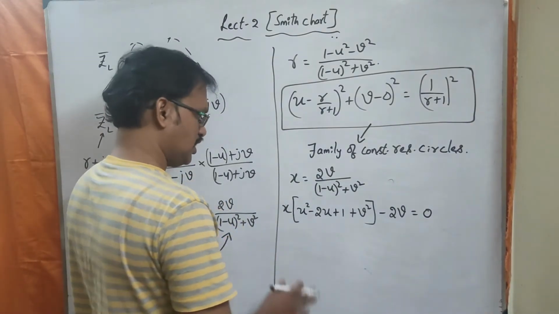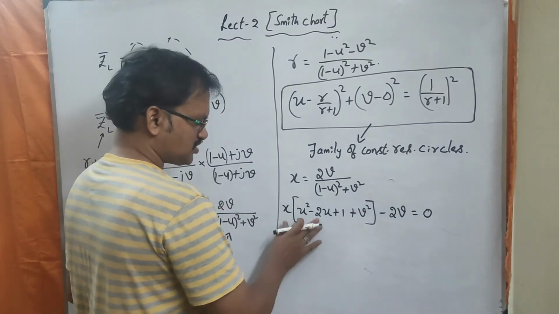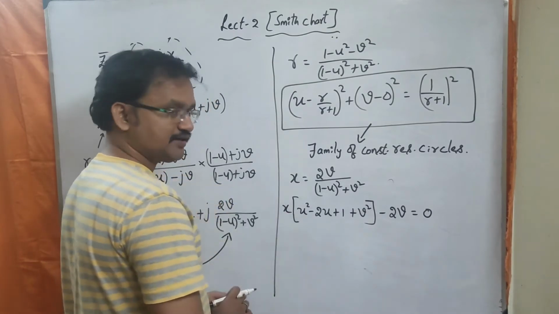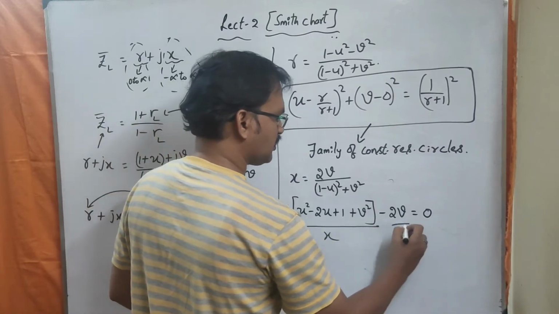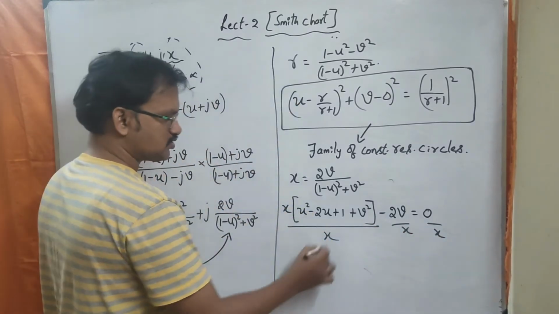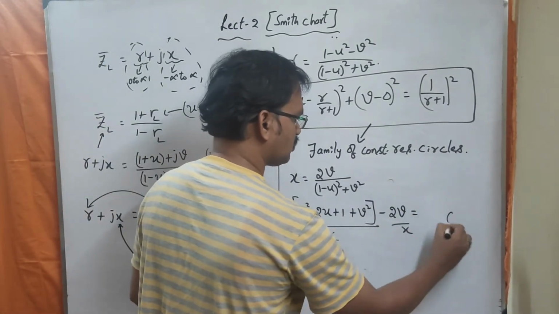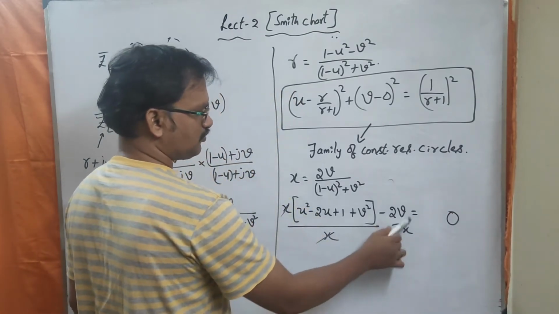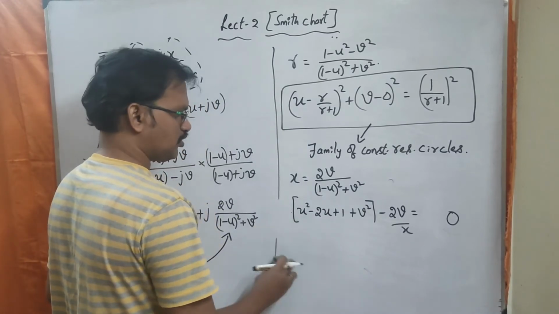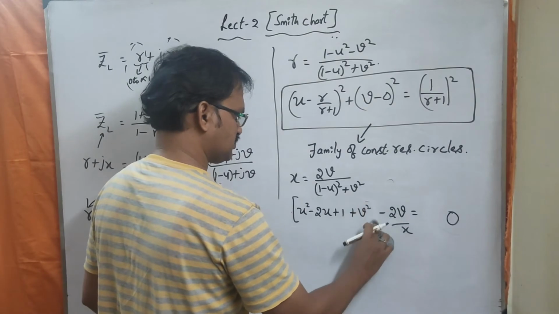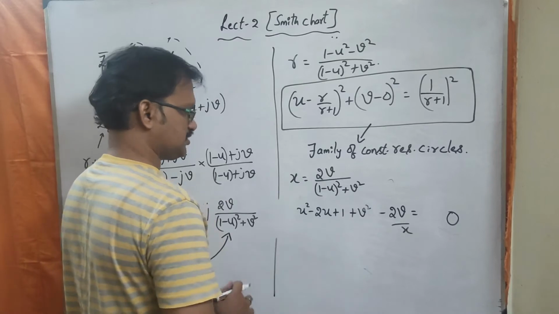Now I am dividing on both sides with respect to x. So instead of writing one more step, I am writing it here itself. Dividing both sides by x, here x will get cancelled, and 0 by x is nothing but 0. So here you will get minus 2 into v by x. So after dividing with x, you are going to get this expression.